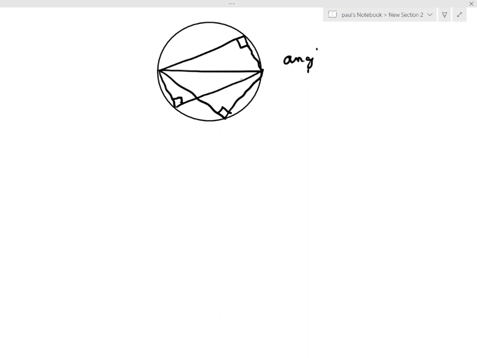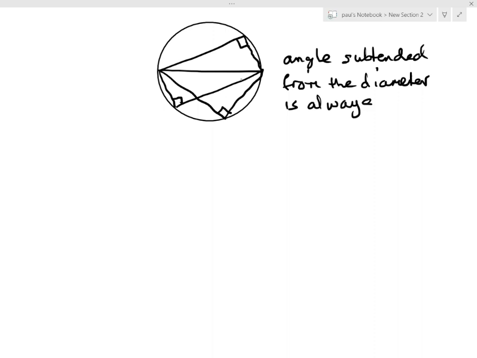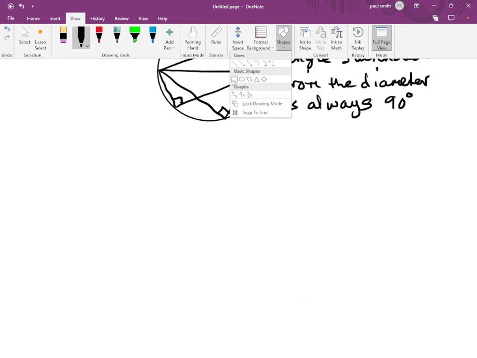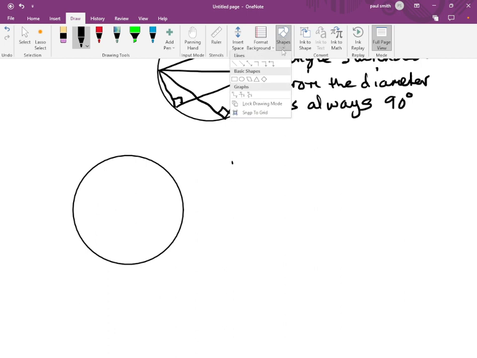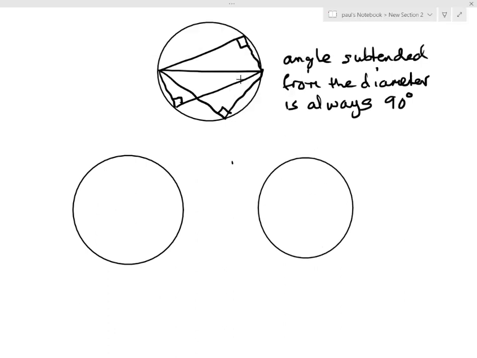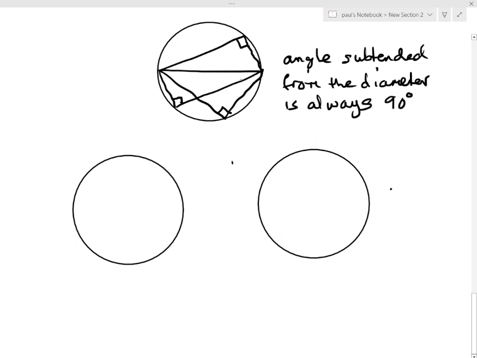So an angle subtended from the diameter is always 90 degrees. Okay, good stuff. So let's have a couple of examples of this. When this bombs into shape, there's one. There is two. Right, on this one, what can we do?